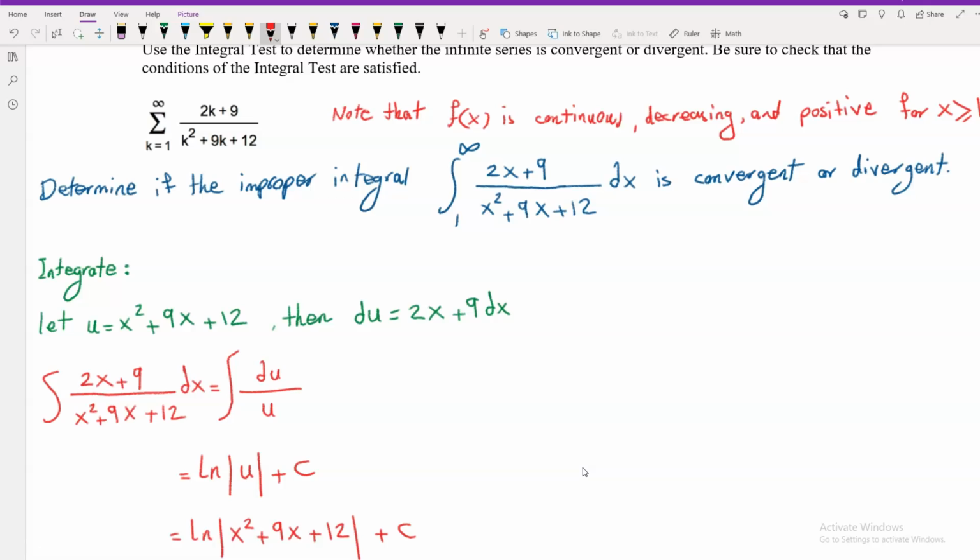To calculate the antiderivative, integrate using substitution. So let u equal what we have here in the denominator, x squared plus 9x plus 12. Then the derivative of u is equal to 2 times x plus 9 times dx. So the integral of 2x plus 9 divided by x squared plus 9x plus 12 dx is equal to the integral of du over u, which is equal to natural log of the absolute value of u plus C, which is constant. That is equal to natural log of the absolute value of x squared plus 9x plus 12, plus a constant.